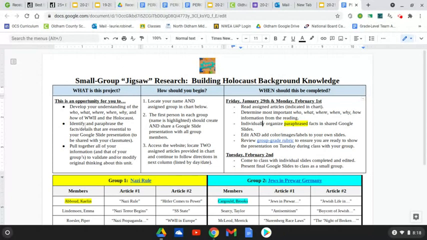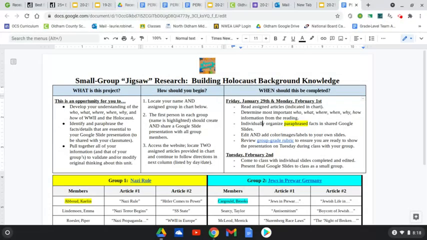Well, this is a project that will allow you to really start to develop your understanding of the who, what, where, when, why, and how facts of World War II, but more importantly, the Holocaust, as that will be our focus for the next 7 or 8 weeks. It will also give you a chance to identify, prioritize, and paraphrase facts surrounding an assigned topic that you will be using to create a presentation to share with your classmates.